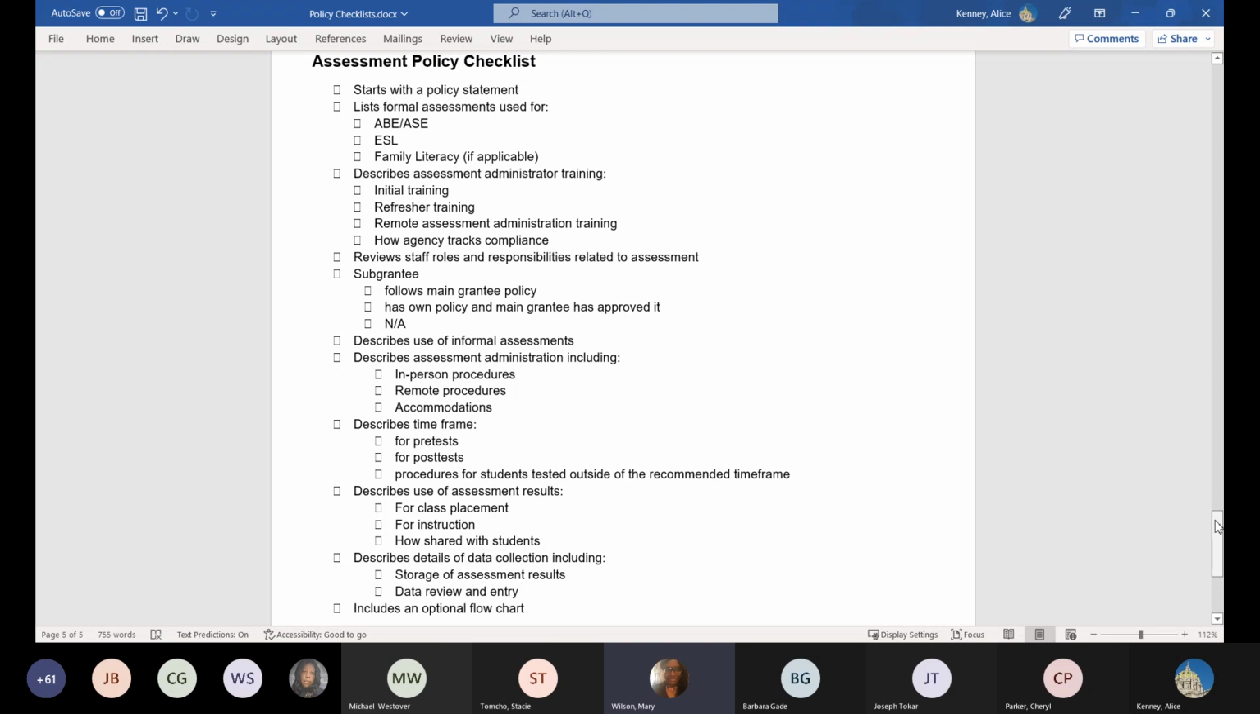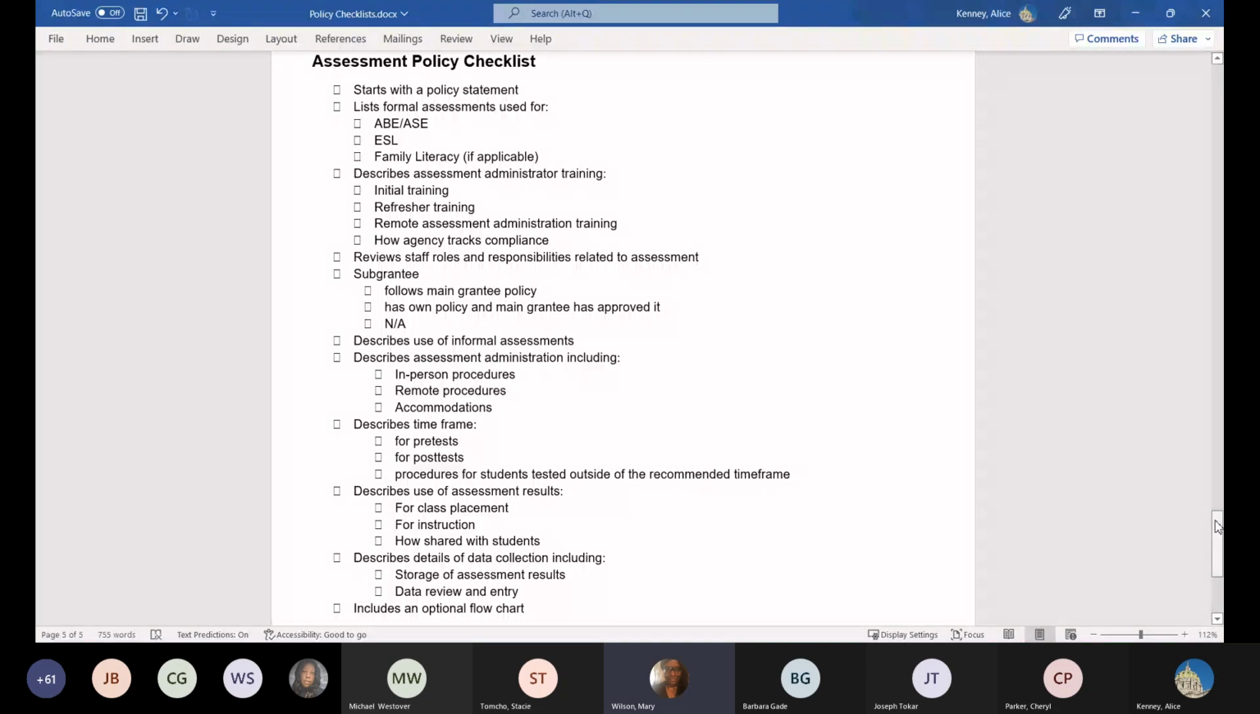Moving on to the next item I would like to point out, subgrantee. Again, making sure if your subgrantee, where applicable, is following the grantee assessment policy, or they have their own policy and it has been approved.